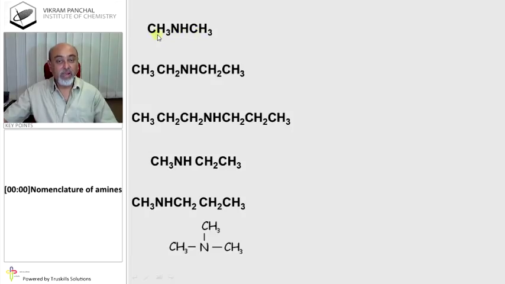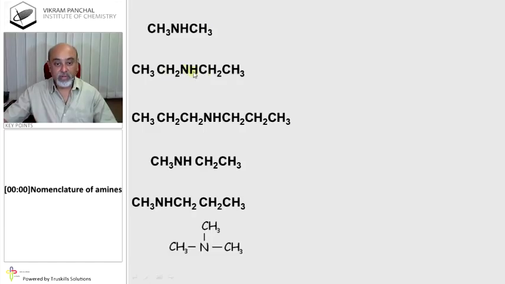CH3NHCH3. When two alkyl groups attach to nitrogen, it is called secondary amine. And here the original compound is methanamine. One hydrogen is replaced by methyl group and that is attached to nitrogen. So we write capital N, which stands for nitrogen. So it is N-methyl methanamine. Common name dimethylamine.